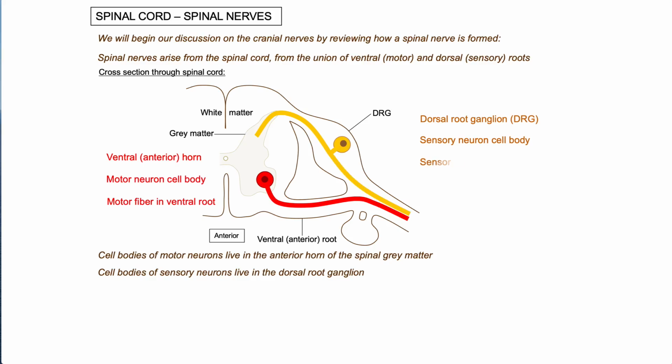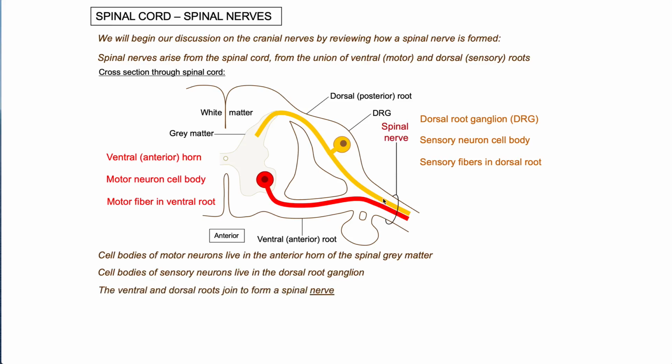Are we good? So this is the sensory, and we call it dorsal root. This is the dorsal root or posterior root, and this is the ventral root or anterior root. Now, this is called what? Together. Can we call it spinal nerve? Not yet. We have to talk about something more.